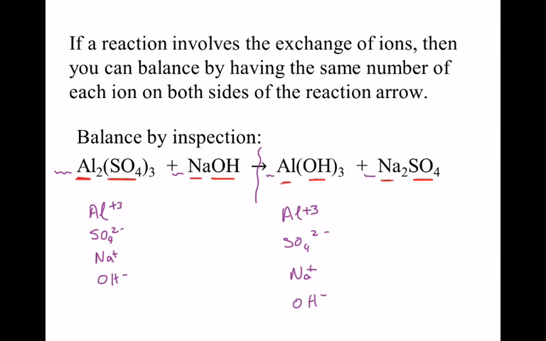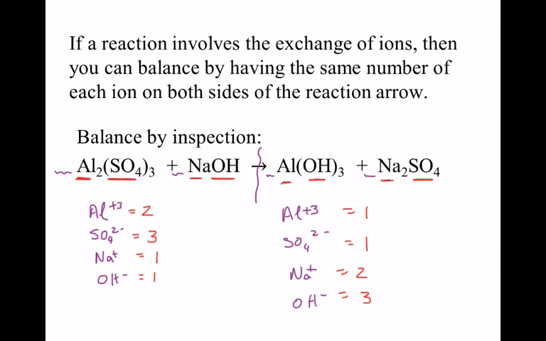So with just coefficients of 1, I got 2 aluminums, I've got 3 sulfates, I've got 1 sodium and 1 hydroxide. On the product side, I got 1 aluminum, I got 1 sulfate, I got 2 sodiums, and I got 3 hydroxides. So remember I put an asterisk next to the Fe before? I don't think I have anything necessarily to put asterisks next to this time.